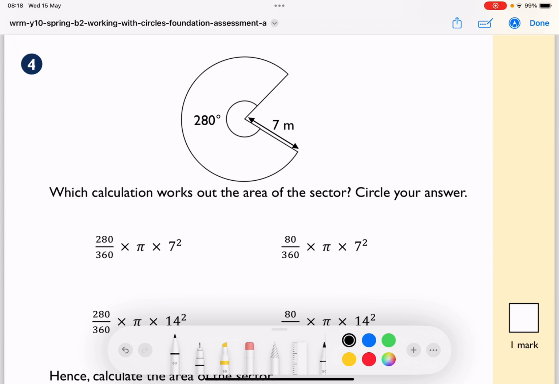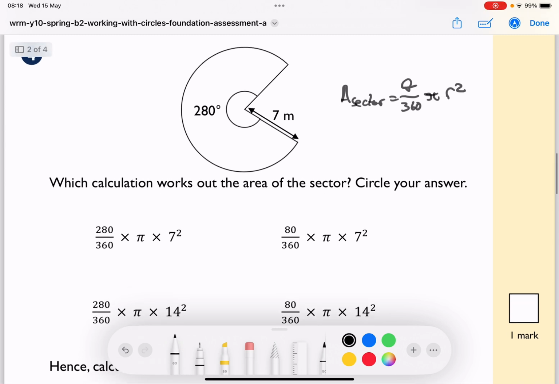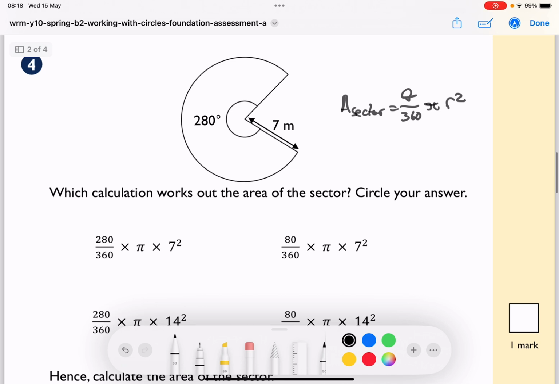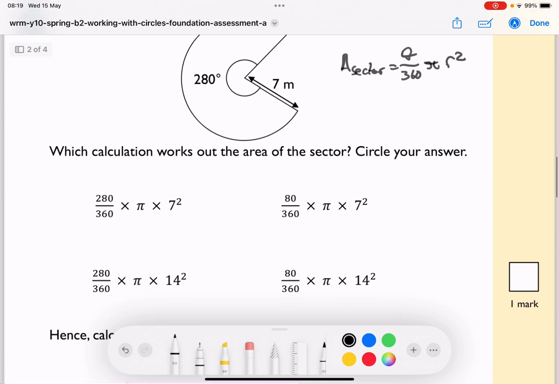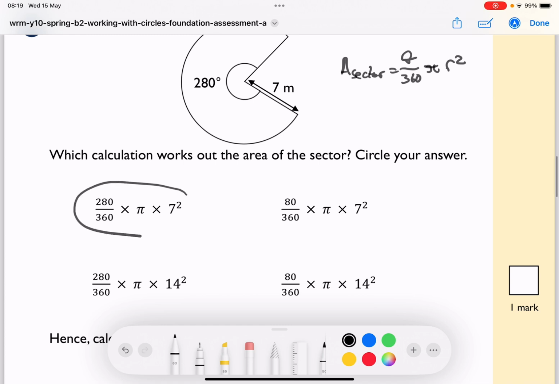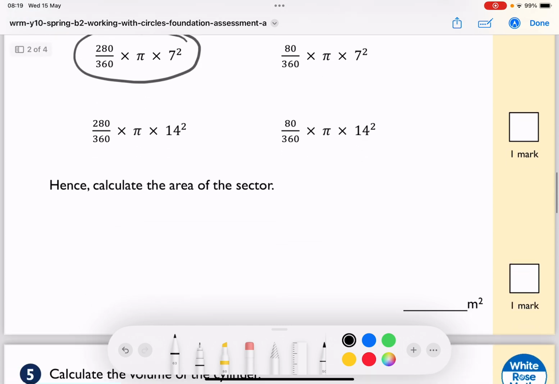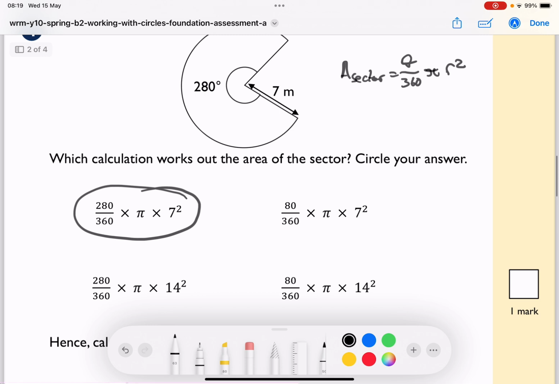Question 4, which calculation works out the area of the sector? The area of a sector is actually the angle theta of the sector divided by 360 times by pi times by r squared. So in this case, the angle is 280, the 360 is 360, pi is pi, and the radius is 7 squared. So in fact, what we've got is this one here. Hence, calculate the area of the sector.